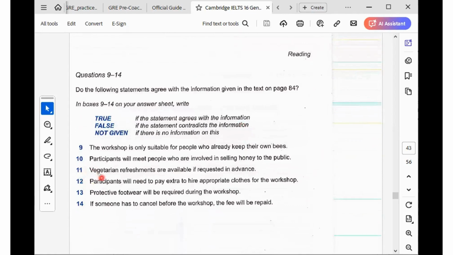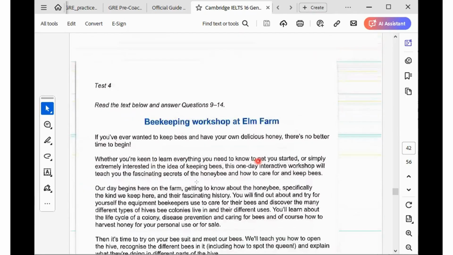Somebody says, why is it not false? If you pick false for this question number 10, what it means is that the passage must tell us clearly that participants will not meet people who are selling honey to the public. There's nothing in the passage that says they will not. The passage does not say it. You understand? So there's nothing in the passage to say that we should pick false, and nothing to say that we should pick true. So we are going to pick what?